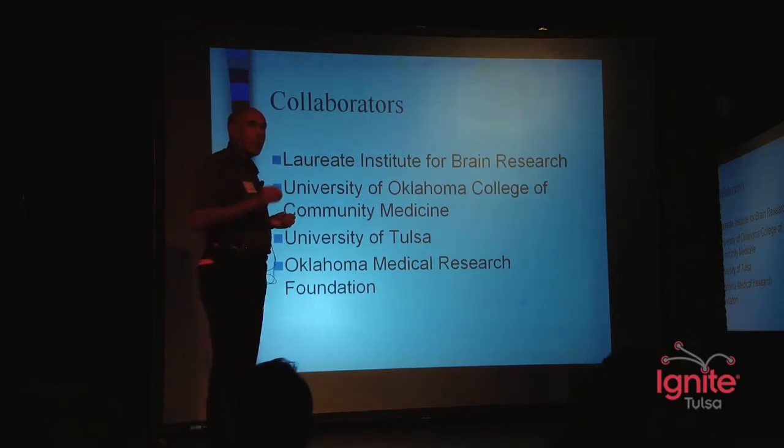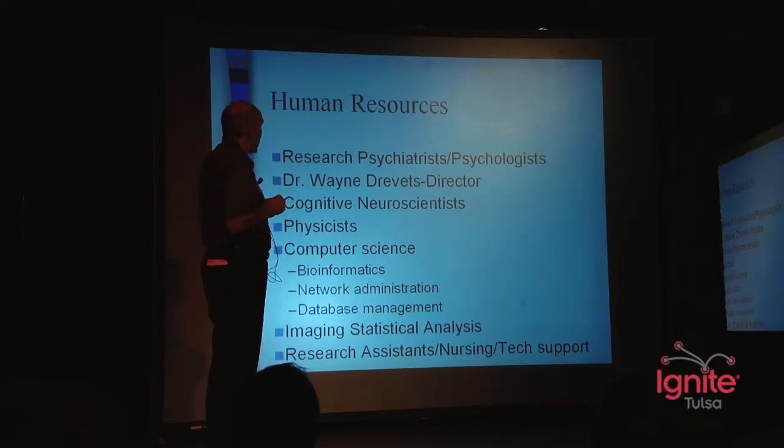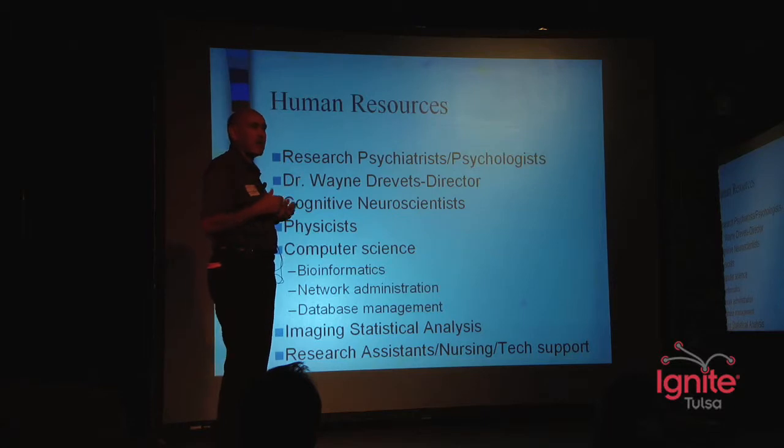For this process to go on, just in the last couple of weeks, we had our first functional brain image that was taken here in Tulsa, and it's been out at the Laureate Institute for Brain Research. We also have collaborators from the University of Oklahoma. And it's a pretty human-intensive process. We have 20 employees at the present time involved in this process. It could go up to 100.